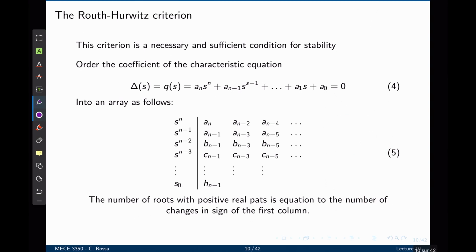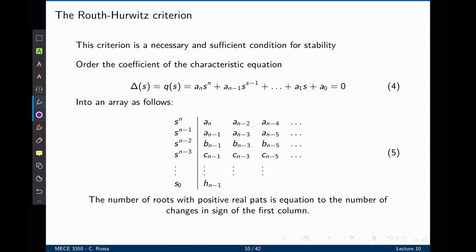The Routh Hurwitz stability criterion is a necessary and sufficient condition for stability. It's simply a mathematical way to determine the location of the poles and to assess the stability of the system without actually having to solve for the poles. This is very handy for systems that have high orders or for those where the coefficients of the transfer function are functions of control gains that are to be determined.